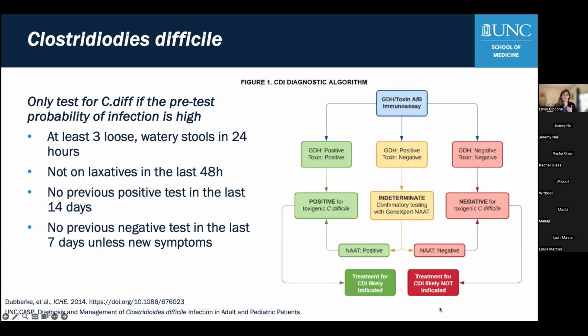And I just put this here. This is our C. diff diagnostic algorithm. We start with an immunoassay, and then it reflexes to NAT testing if negative or indeterminate. That's kind of our testing algorithm in the lab.